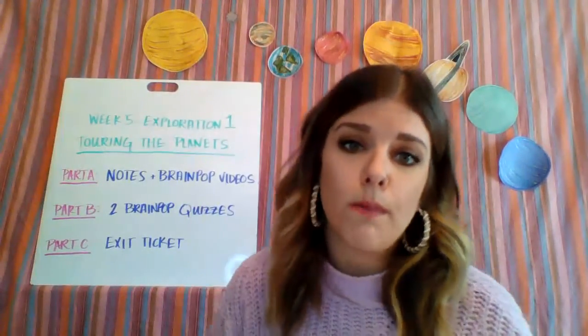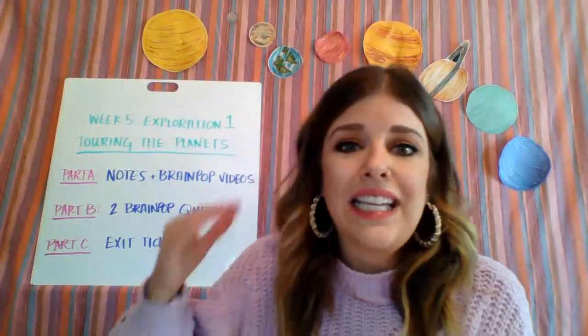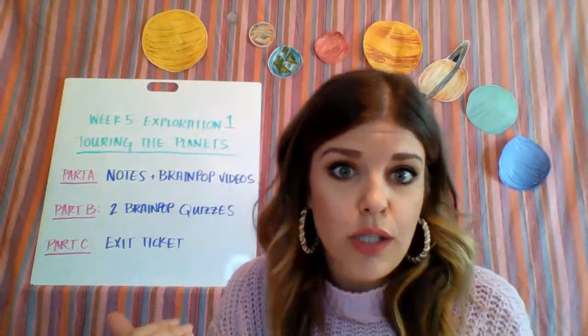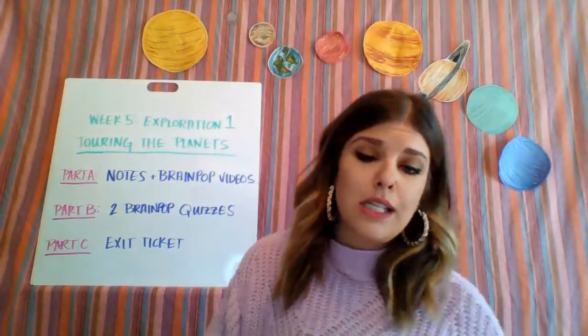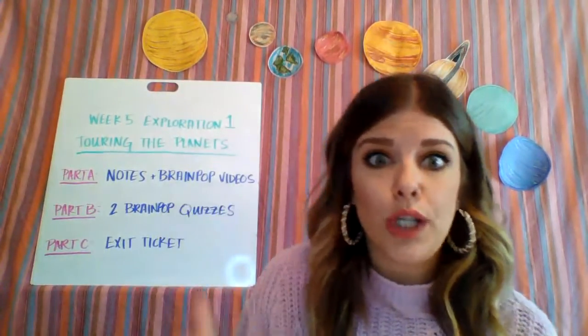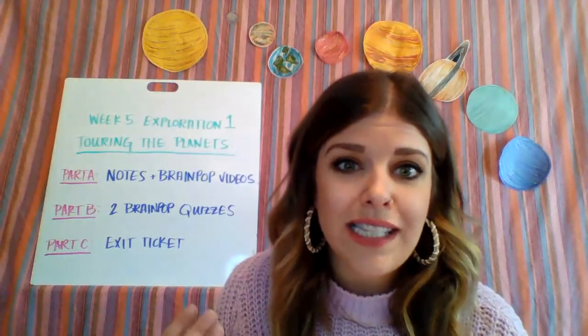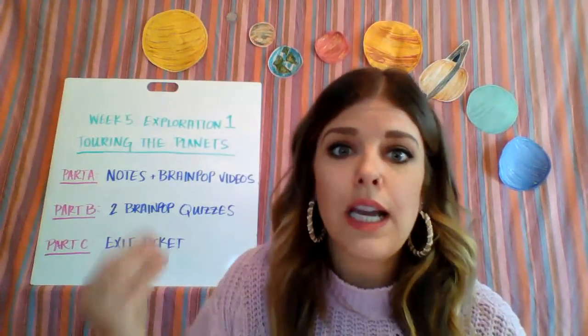Part A is notes and BrainPop videos. In order to do part A, you have notes in your exploration on each of the planets. Each planet has a page and some descriptors about that planet. You can scroll through those notes and read through them on your own, or you can listen to the audio version of those notes as well, which is on the directions slide of the exploration, and I will read you through those notes. If you just want to listen to them or you struggle with the reading, I have that audio version for you as well, okay?